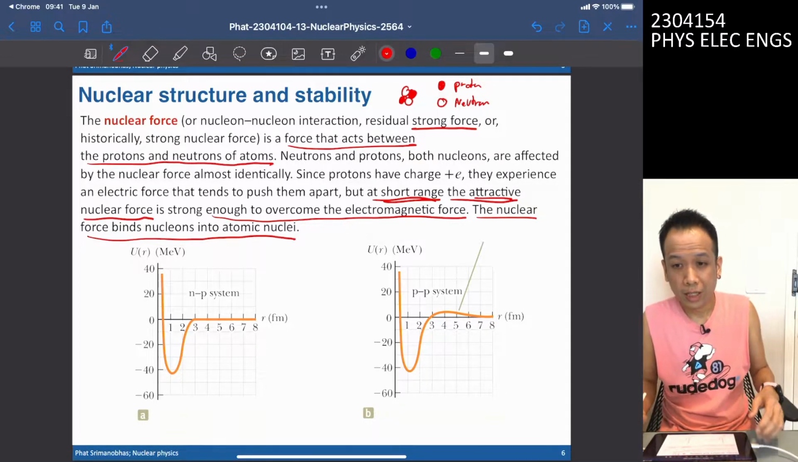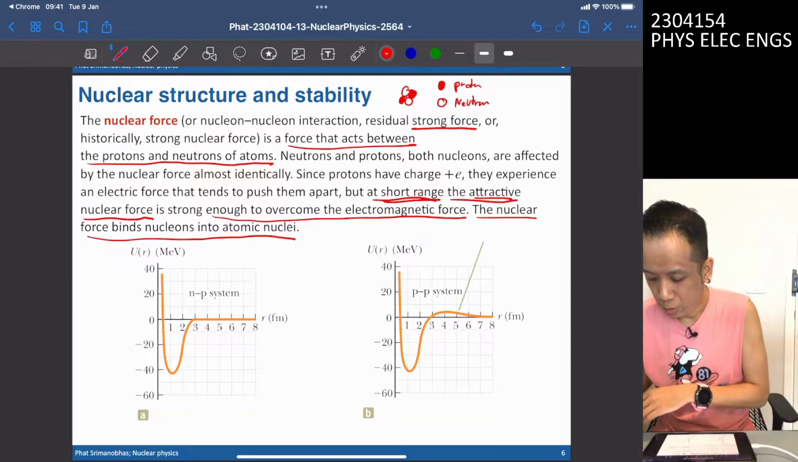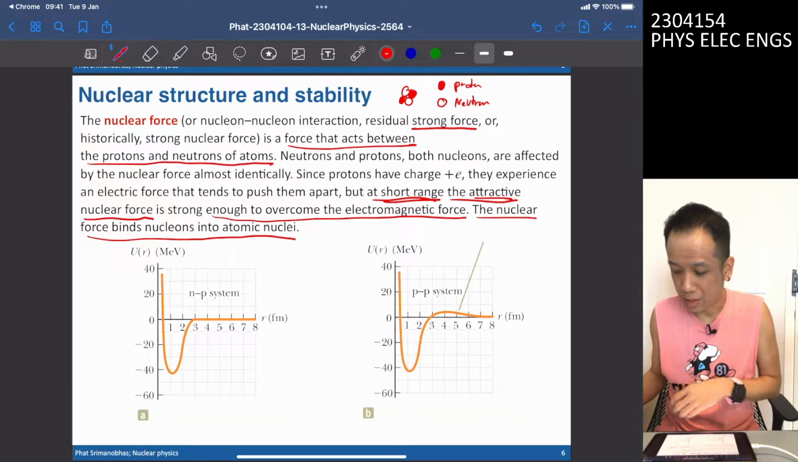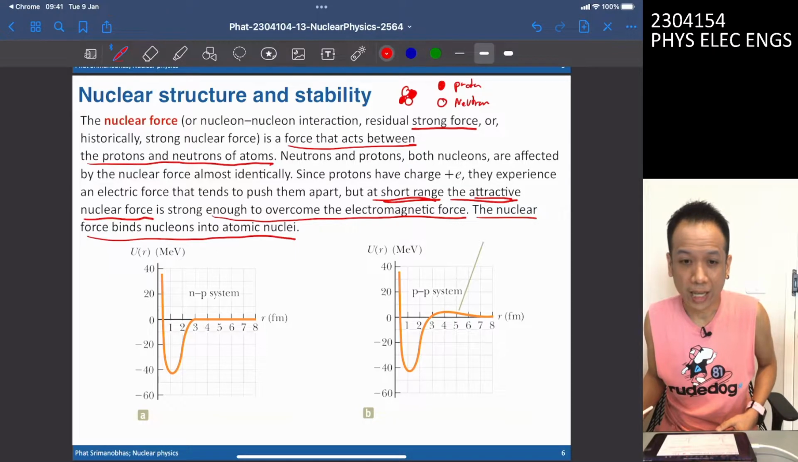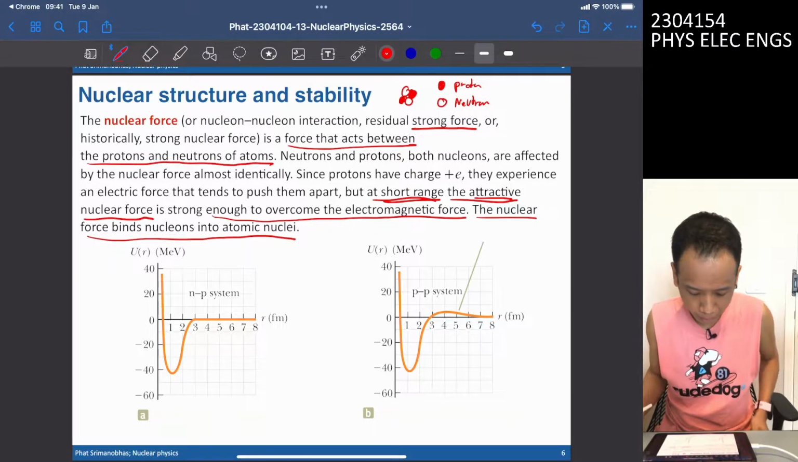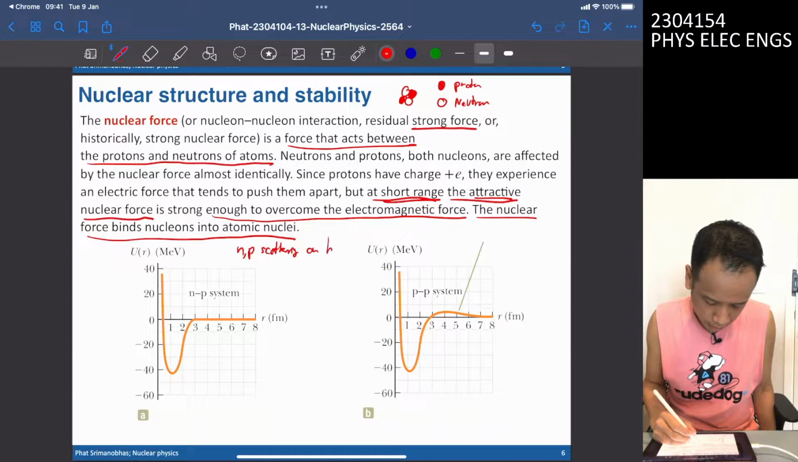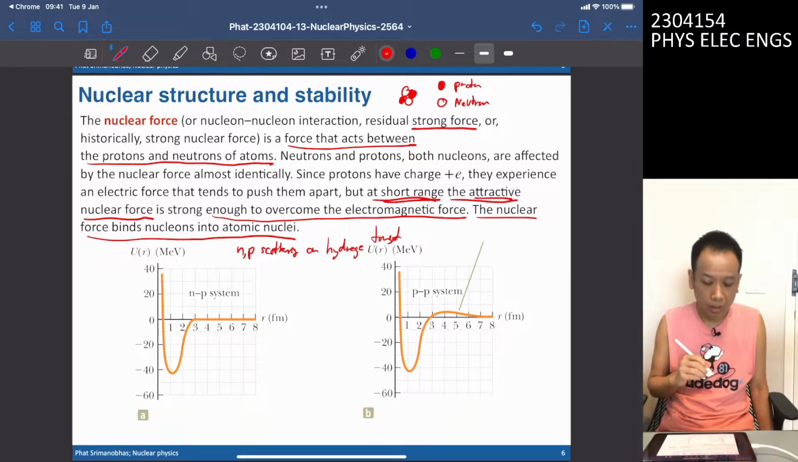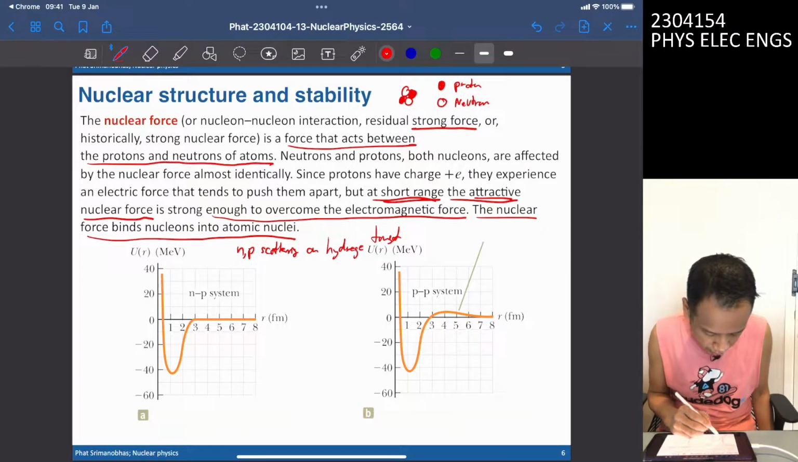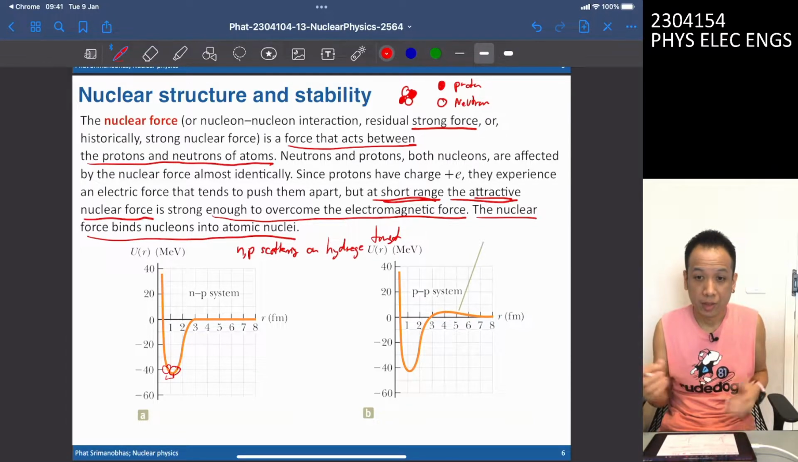So how do we study this? You can do neutron scattering or proton scattering on a target containing hydrogen. Okay, so neutron-proton scattering on a hydrogen target. When they come close to each other, they try to stick together.